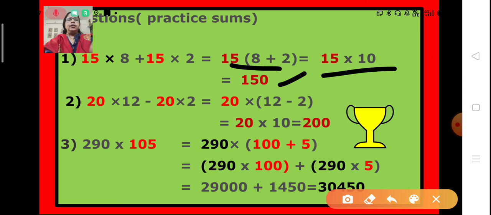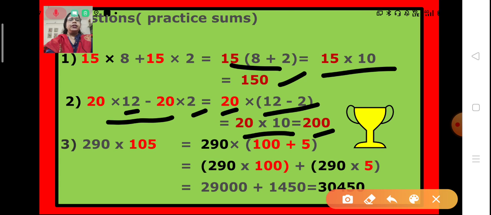Similarly, you can see these problems also can be solved. 20 has been taken as common, and for 12 and 2 for the subtraction, 2 is subtracted from 12, and here we get 10, and 20 multiplied by 10 is 200.